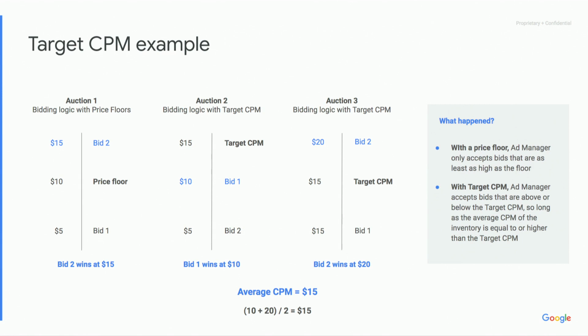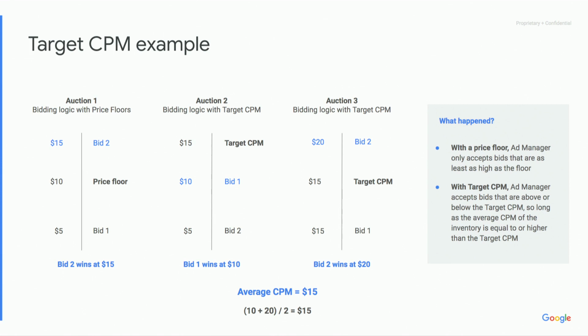Now, let's say instead of setting a pricing rule, you set a target CPM of $15 for your inventory. In auction 2, you have two bids that come in, one for $10 and one for $5. Both of these are below your target CPM value. If this was a price floor, both bids would be ineligible and the ad would go unserved. But because it's target CPM, the $10 bid will be accepted.